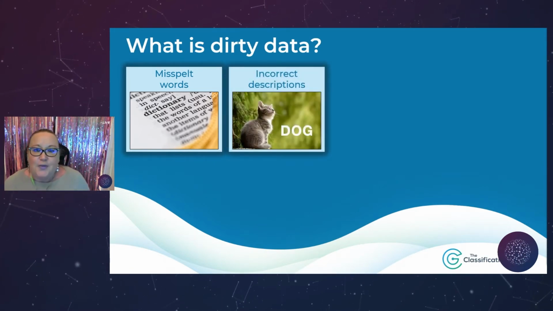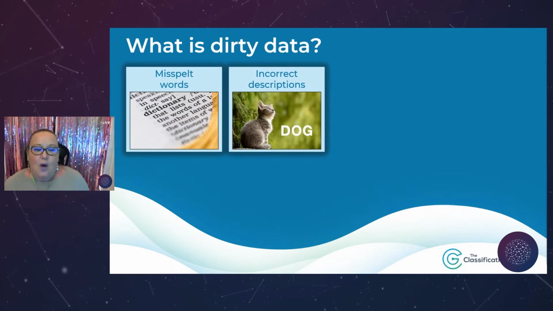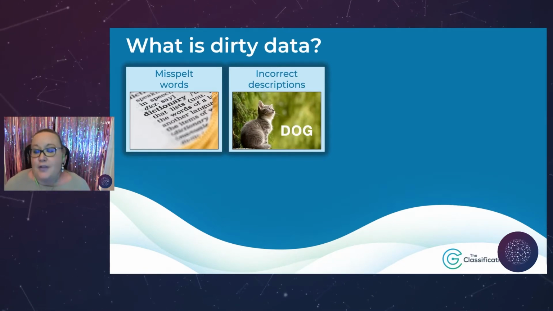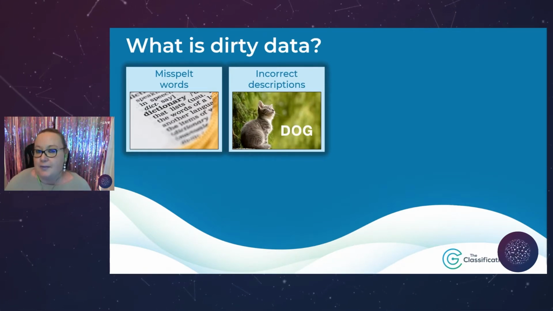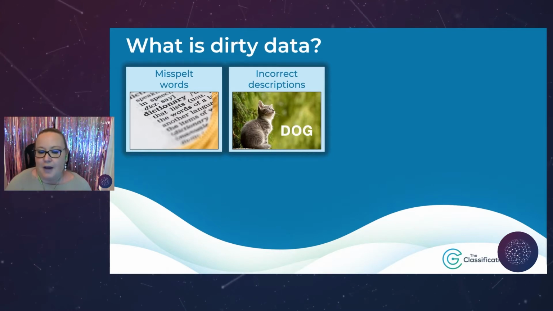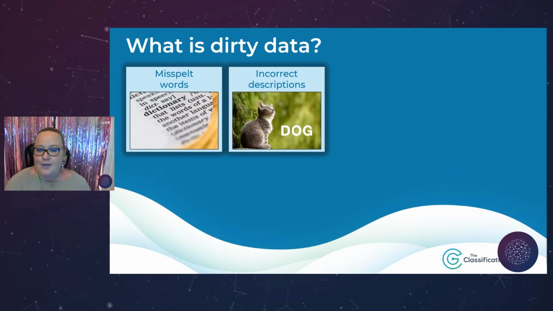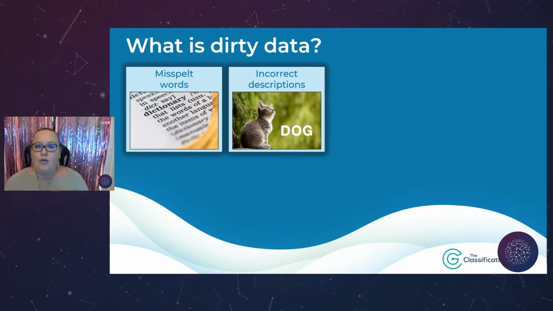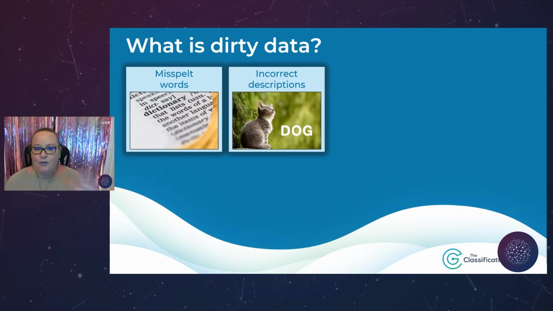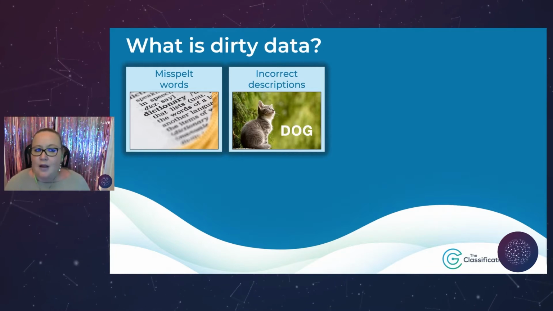Could be incorrect descriptions as well. If you're working with an invoice description, somebody has bought something and put the wrong invoice description down. Or if you're in a CRM system, how many times have you seen that somebody's put the wrong notes in the wrong account because they've been in the wrong window when they've been doing it? So things like that happen.